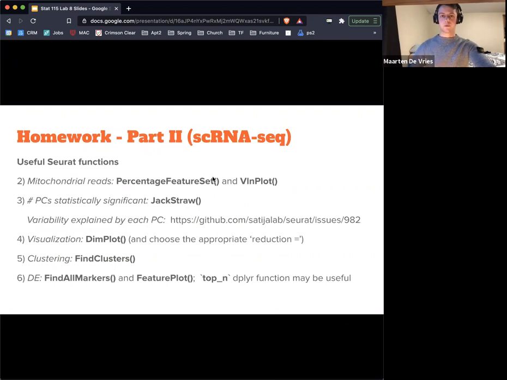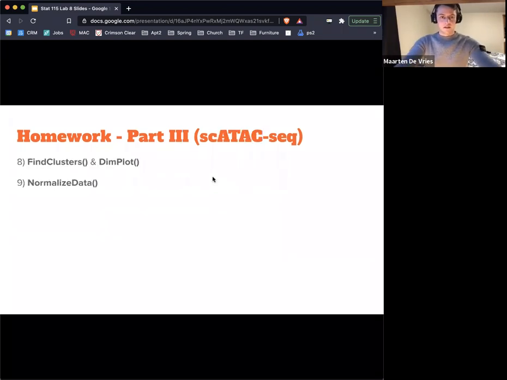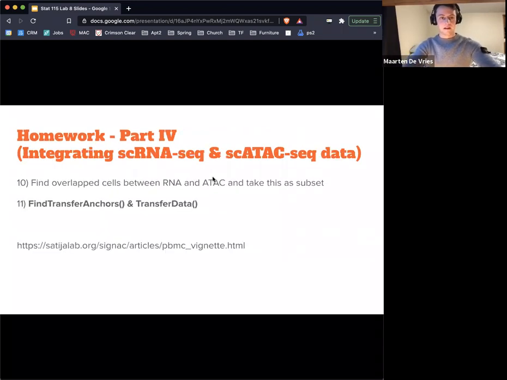Part 2, that's where what we talked about today comes in. You have to use the Seurat functions I talked about. Here I'm listing which ones may or may not be useful for each problem. And I hope you find this useful. And same for part 3. And then number 4 is quite exciting. It's about integrating single cell RNA-seq and single cell tag-seq data. So yeah, here I'm also providing some hints for that.